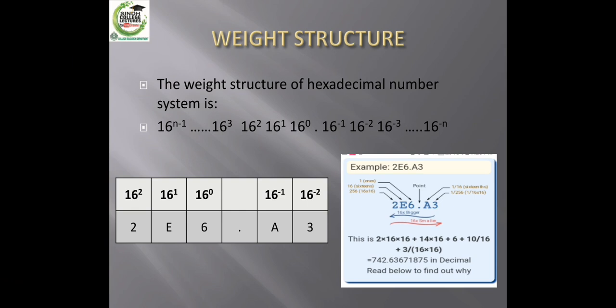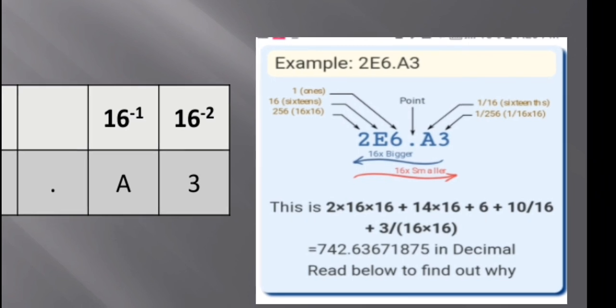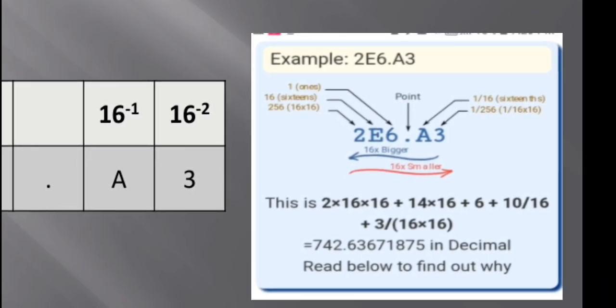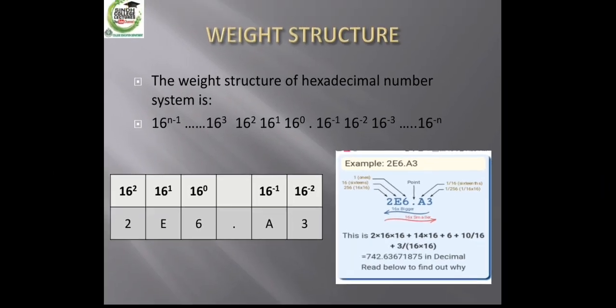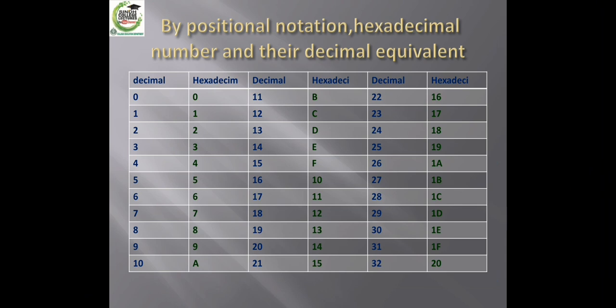Fractional part, that is the right side after the hexadecimal point. Weights are negative, that is 16 power minus 1 to A, where A is equal to 10, and 16 power minus 2 assigned to 3. As we move left to right, every number place is 16 times smaller. In this table, by positional notation, hexadecimal numbers and their decimal equivalents.